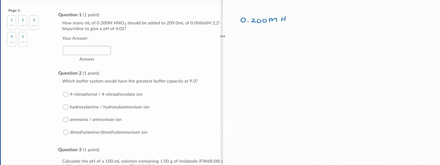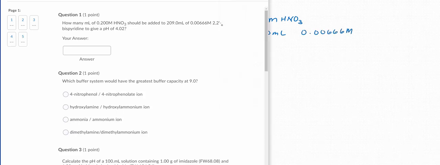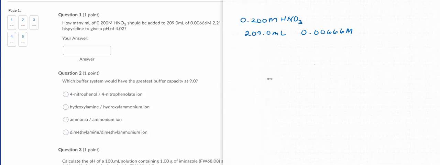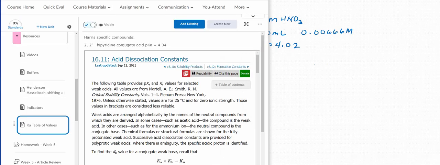0.200 molar HNO3, so nitric acid, should be added to 209.0 milliliters of 0.00666 molar 2,2'-bipyridine to give a pH of 4.02. We're going to use the Henderson-Hasselbalch equation here, but we need to know what the pKa is.